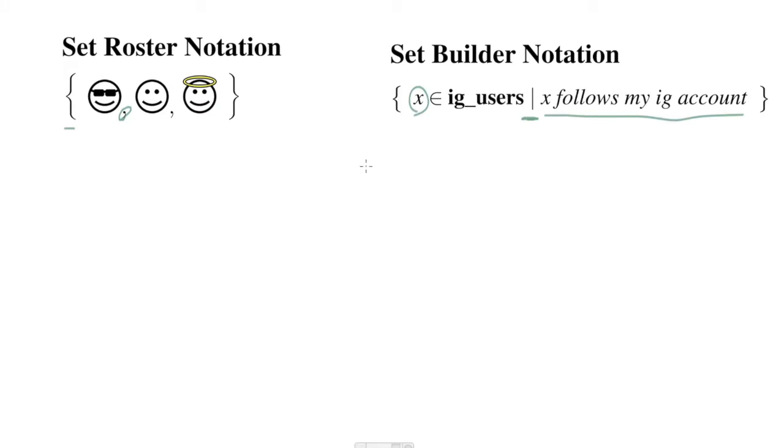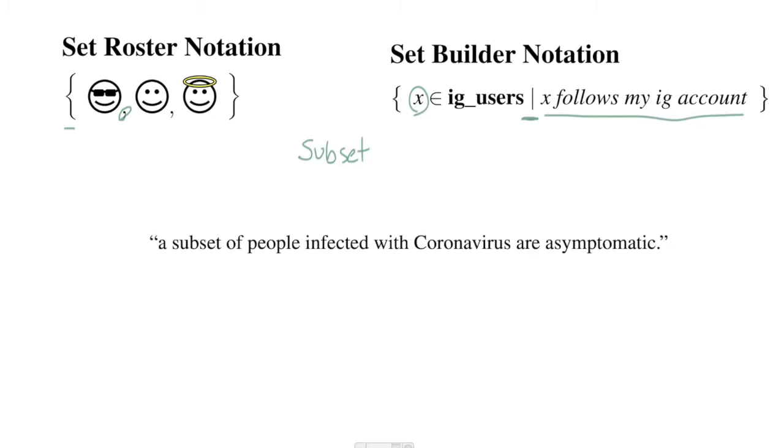So now I want to look at relationships between different sets. And maybe the most important relationship of all is the relationship subset. So we sometimes see the term subset used in daily conversation. So something like, a subset of people infected with coronavirus are asymptomatic. So let's deconstruct what that means exactly.